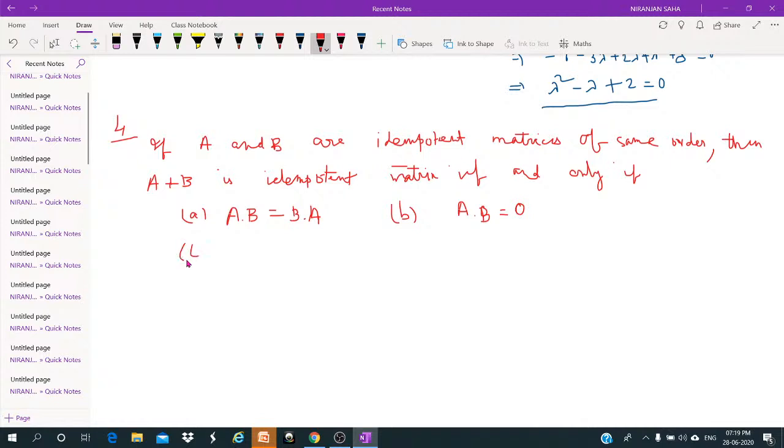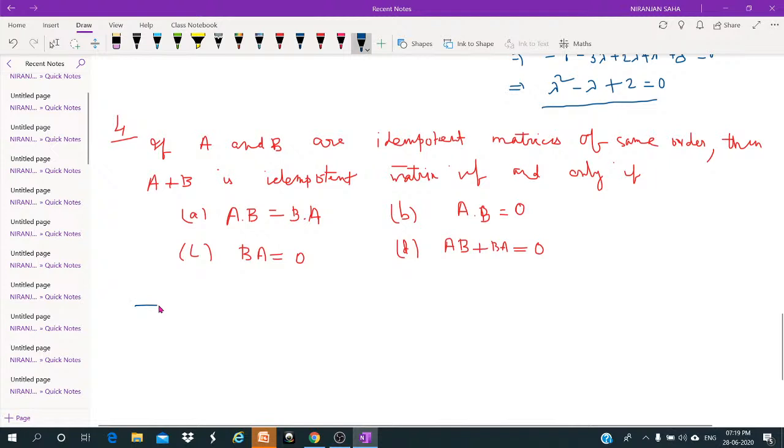C, BA is equal to 0 matrix of same order, or D, AB plus BA is equal to 0 matrix of same order. So let's find out the solution.